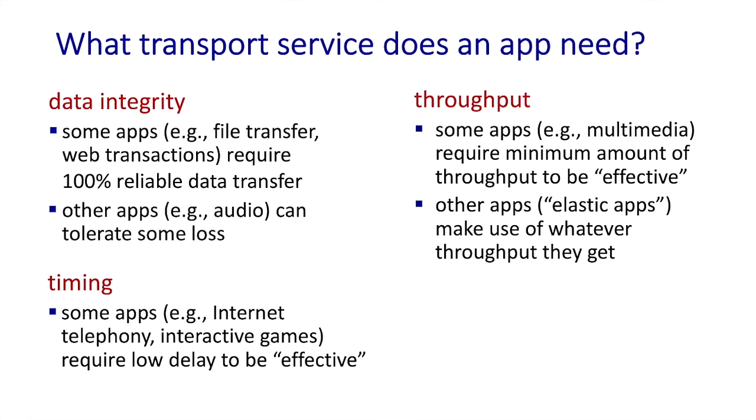Other applications require a certain amount of throughput in order to be effective. For example, streaming video needs a certain amount of throughput in order to send the number of bits per second required by the video. Other applications, which we'll call elastic applications, are able to make use of whatever throughput they can get. And finally, a transport layer might provide security services, for example, encryption on transmitted data.